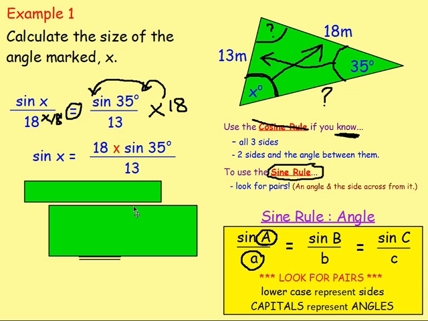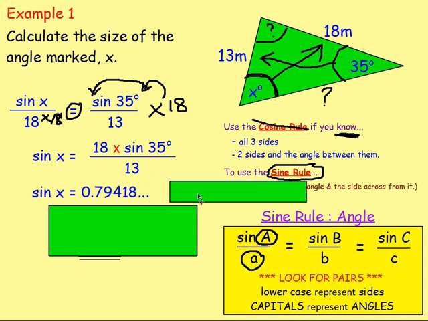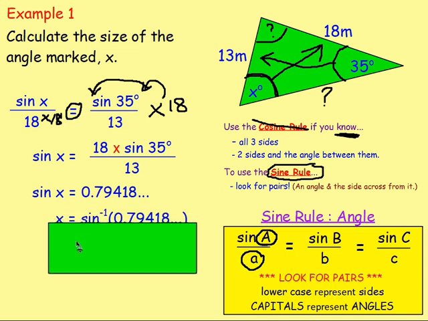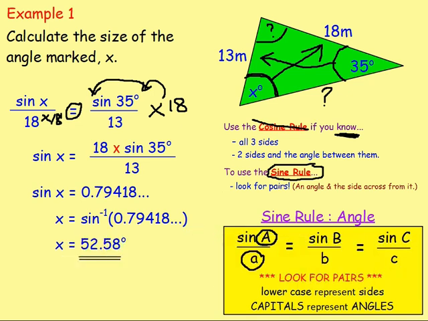On the calculator, you end up with 0.79418 and so on to quite a few decimal places. Keep that answer on your calculator. And then how do we get X? Sine to the minus 1. Good, so X would equal sine to the minus 1 of that previous answer. Again, keep that on the calculator. Don't do sine to the minus 1 of 0.8 or 0.79. Keep it as accurate as you can. And if you work that out on the calculator, it gives you an answer of 52.58. And it's an angle that we're working out, so the units are degrees.